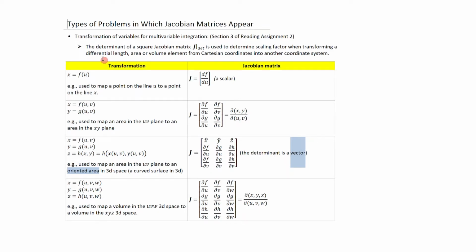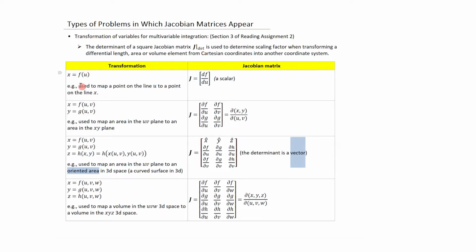A key point here is that the determinant of a square Jacobian matrix, which I'm just going to show in this form, is used to determine the scaling factor when transforming a differential length, area, or volume element from Cartesian coordinates into another coordinate system. We'll find that when we do integrations, sometimes it's not convenient to use Cartesian coordinates. It's better to use some other coordinate system. In the process of doing all the conversions, we end up with this scaling factor, which we refer to as the determinant of the Jacobian matrix.